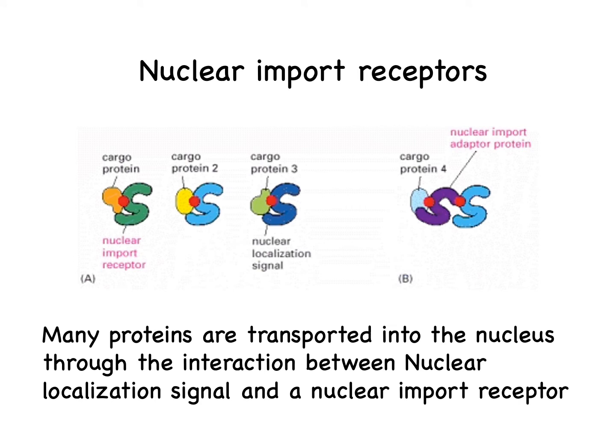This shows some schematics. On the left, the cargo protein, that's the protein that needs to be moved into the nucleus, is associated with a receptor that binds that protein, and then that carries it into the nucleus. Often these receptor proteins are regulated so that under certain conditions they move proteins into the nucleus. Under other conditions they don't.